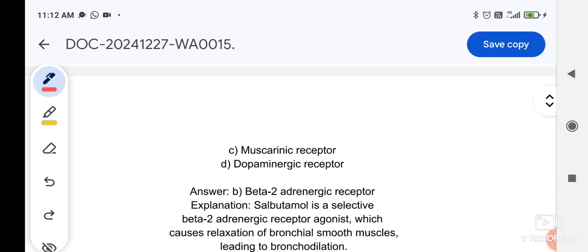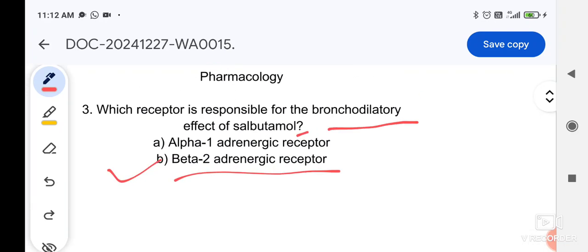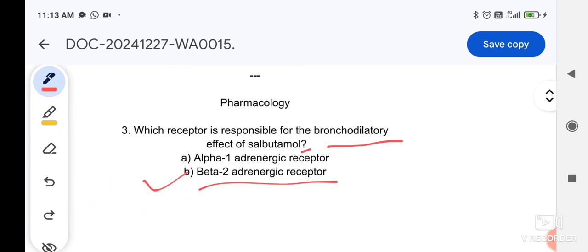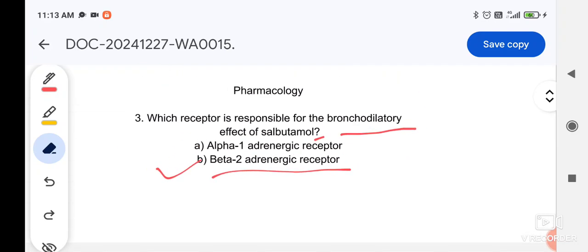Now we will see the detailed explanation. Salbutamol is a selective beta 2 adrenergic receptor agonist, which causes relaxation of bronchial smooth muscles, leading to bronchodilation. From the explanation we came to know that salbutamol is a beta 2 adrenergic receptor agonist.